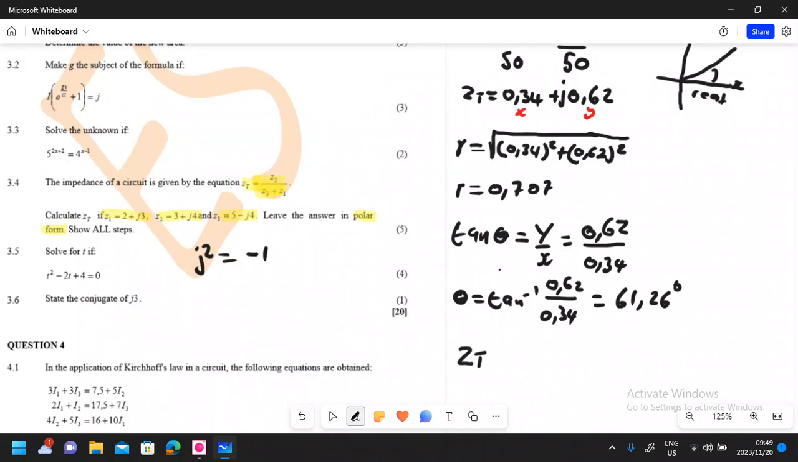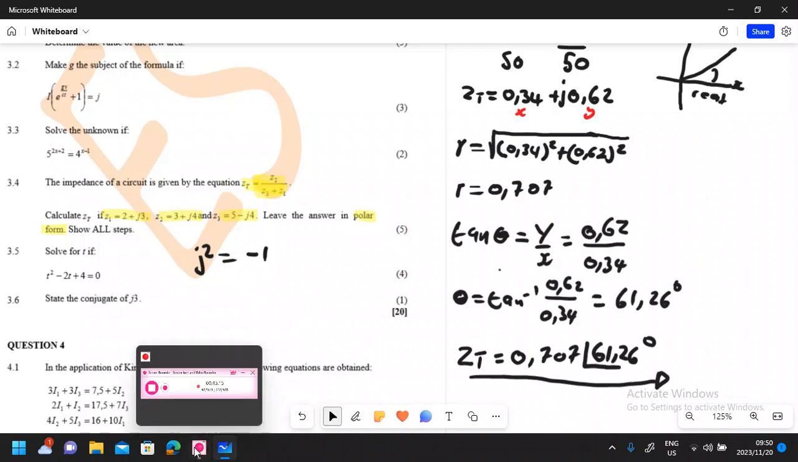So the total impedance in polar form, we have our modulus, which is 0.707, and our angle is going to be 61.26 degrees. So this is your final answer, guys. I hope you managed to understand what we did here. Again, if you didn't understand, you can rewatch this part of the video until you see what you missed. I hope you do have the basics though, and I hope I managed to explain those basics.